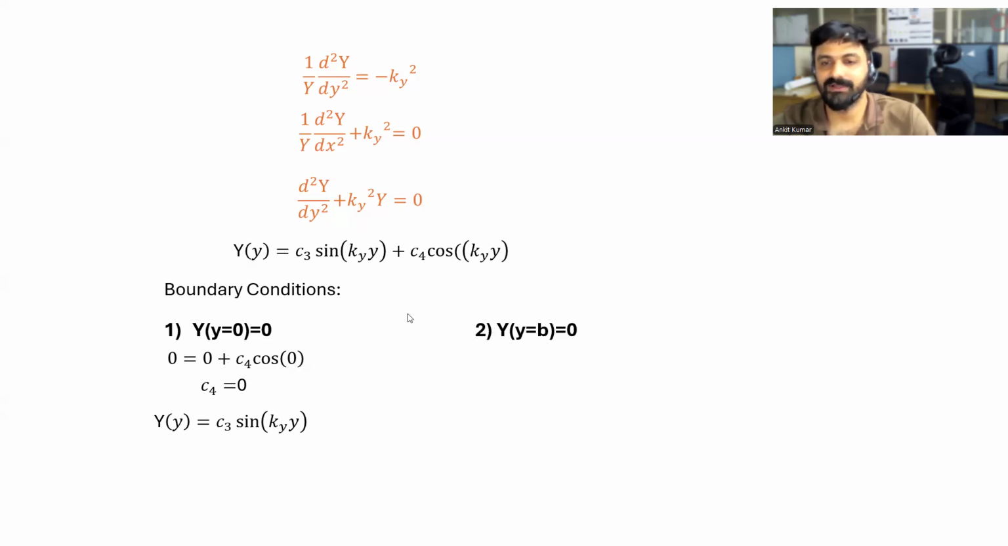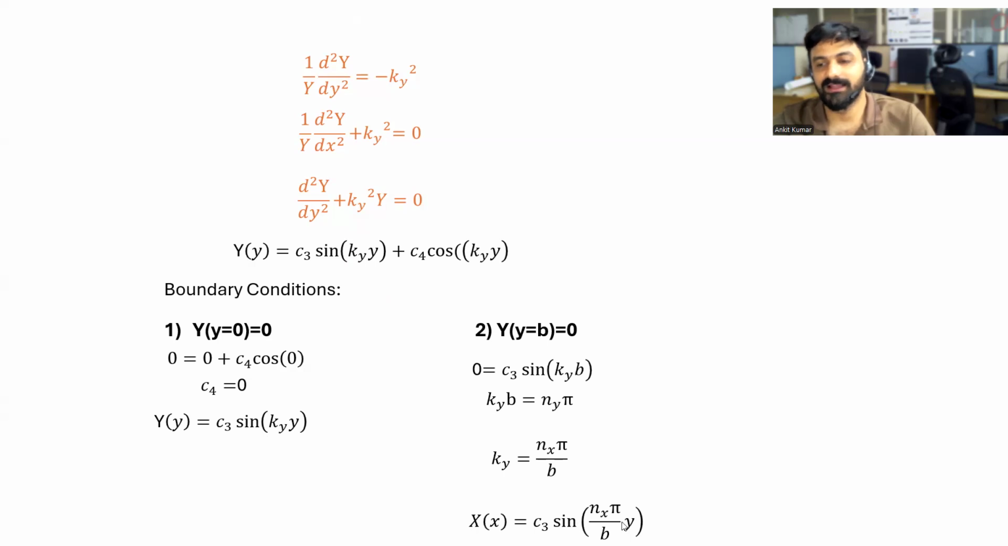Once we substitute the other boundary condition, that y at b equals 0, this will give you the value of ky, equal to nx into pi upon b. Sorry, it should be ny. ky equals ny into pi upon b. Sorry for my mistake. So it will give you ny into pi divided by b into y. Y will be equal to c3 sine ny into pi upon b into y.